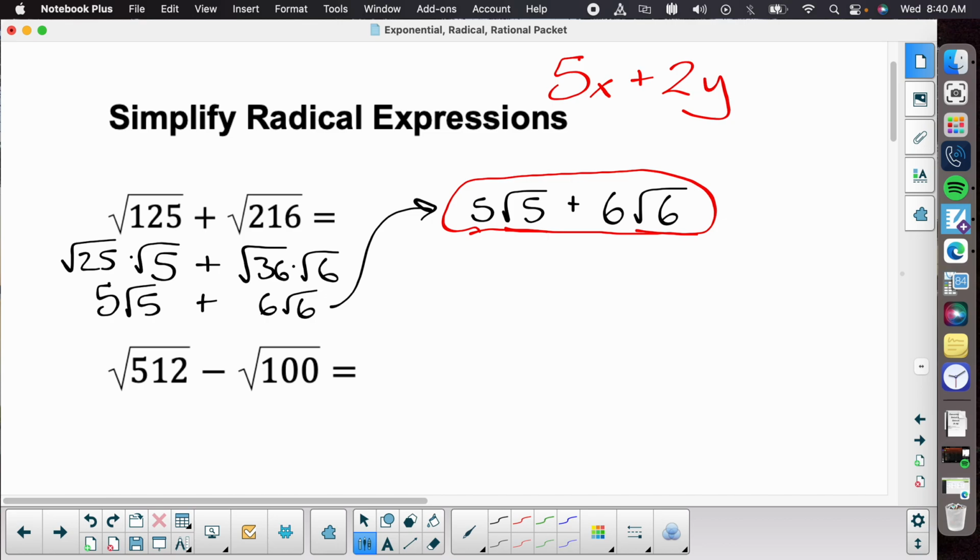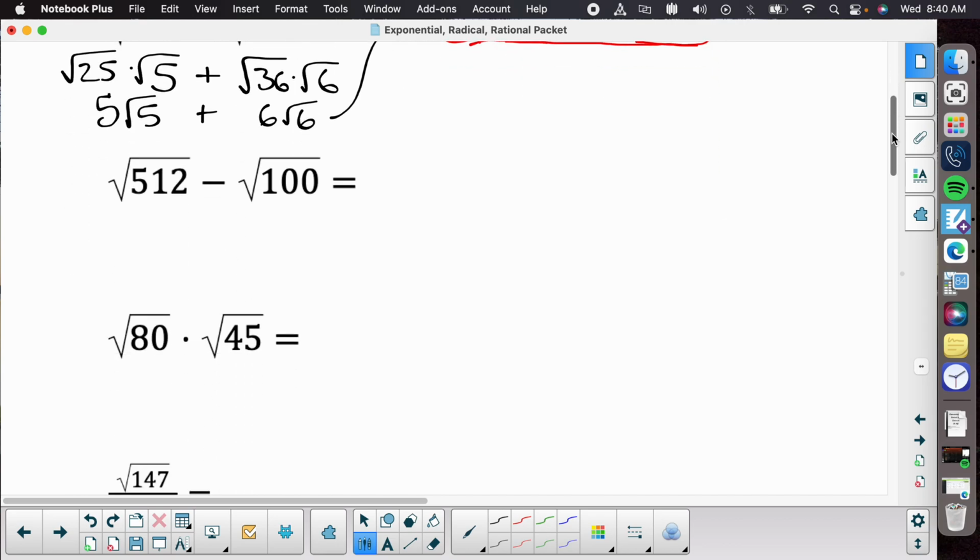Brody, should we start the next one? Sure, why not? Square root of 512 minus square root of 100. Oh, I don't like this problem, actually. I don't think 512 is a perfect square. I think it's 256. I didn't even go that high up there. Square root of 256 is 16.